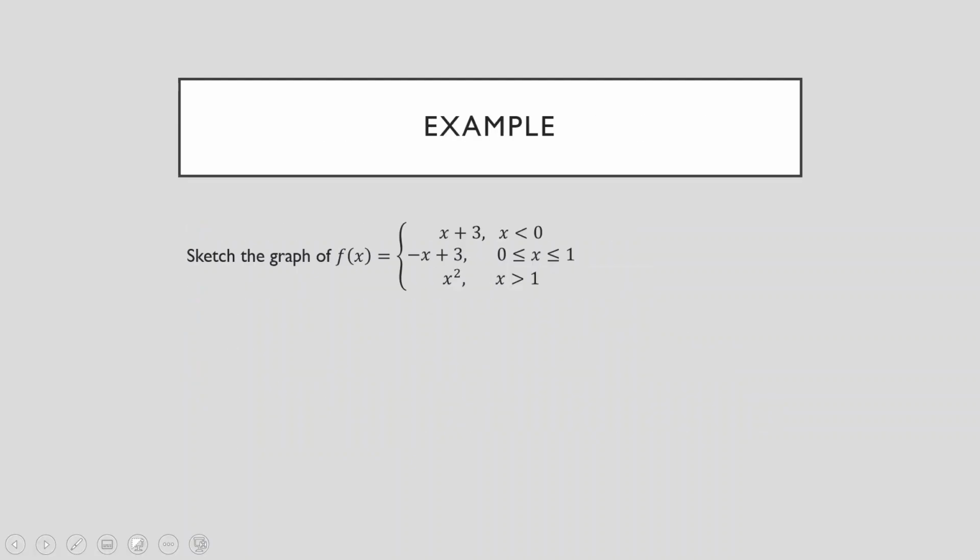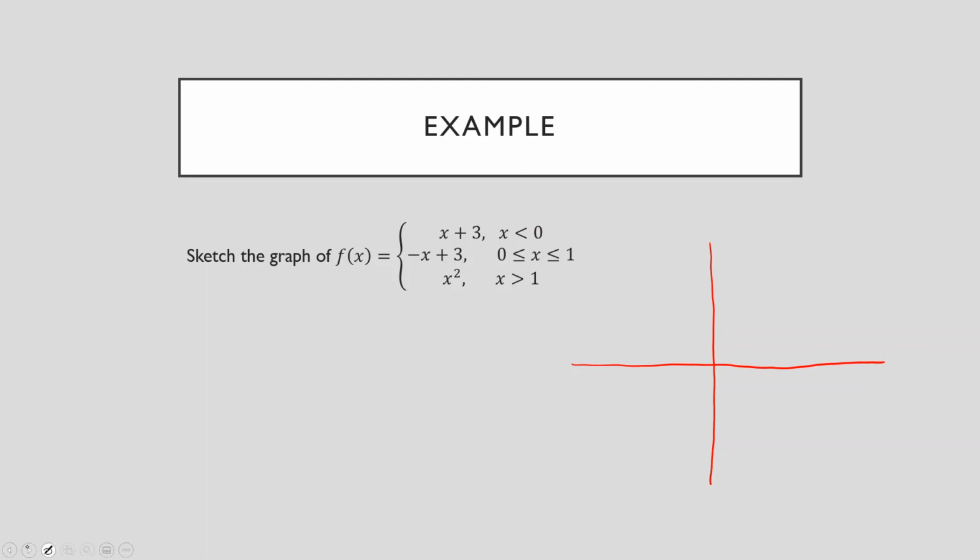Okay, so let's have a look at an example. So we've got this piecewise function here. It's got 3 pieces, as you can see. All right, so our first step here is to just sketch in a Cartesian plane and mark off the intervals where your function splits.